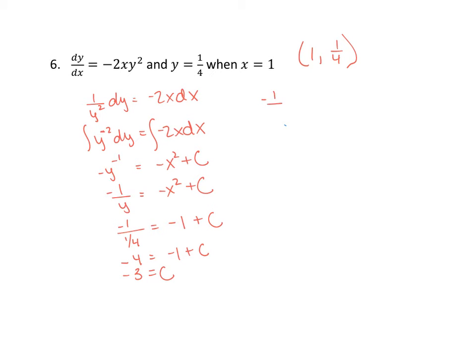So I have negative 1 over y equals negative x squared minus 3. And to get the y by itself, I'm going to have negative 1 over negative x squared minus 3 equals y. We could simplify it by clearing out a negative 1, but I am not going to bother.